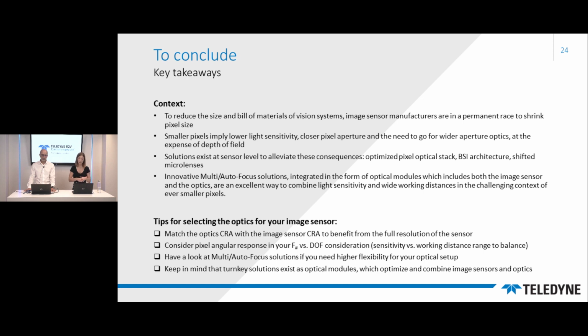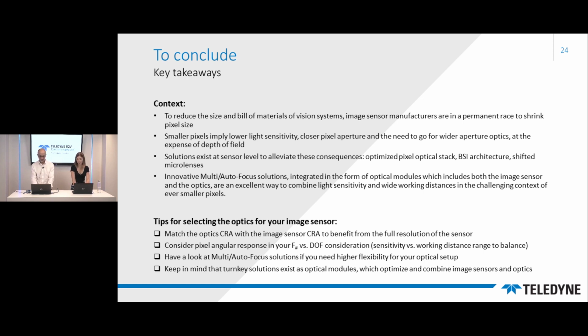So a solution exists at sensor level, as Pierre explained, to alleviate these consequences: optimize the pixel optical stack, the backside illuminated architecture, or the shifted microlenses, which enable to optimize the CRA of the image sensor. And on top of that, going one level above, innovative multi-autofocus module solutions, which include the image sensor and the optics, are an excellent way to combine lens sensitivity and wide working distance in the challenging context of ever smaller pixels. It's also a way to ensure that there is the perfect match between the image sensor and the lens.